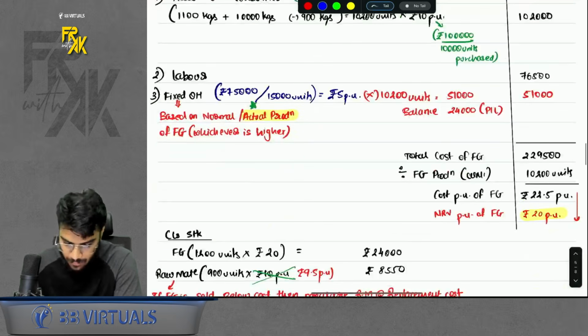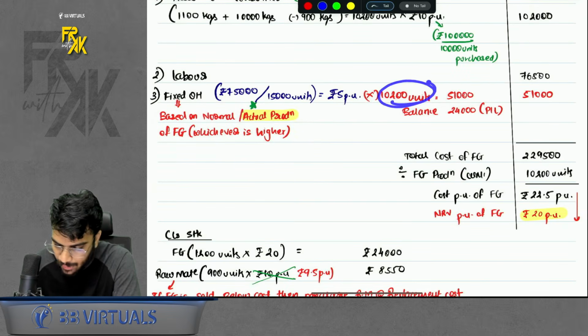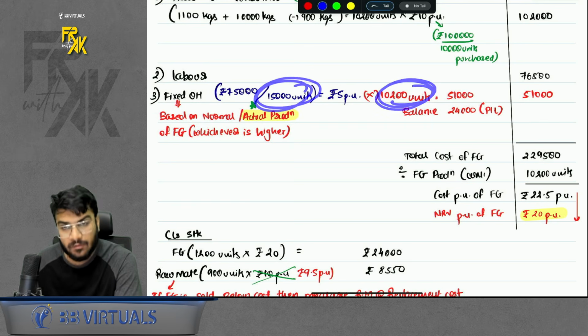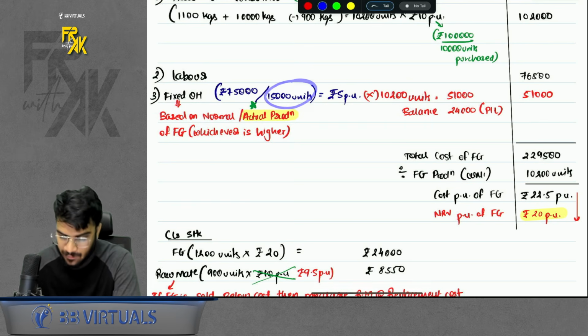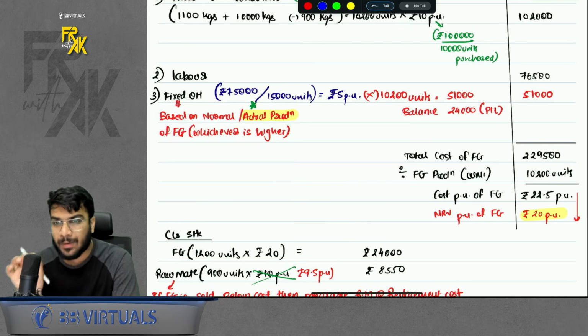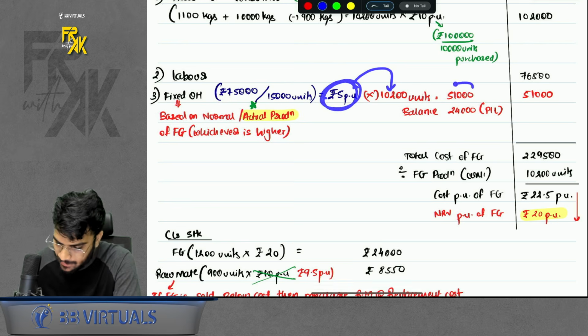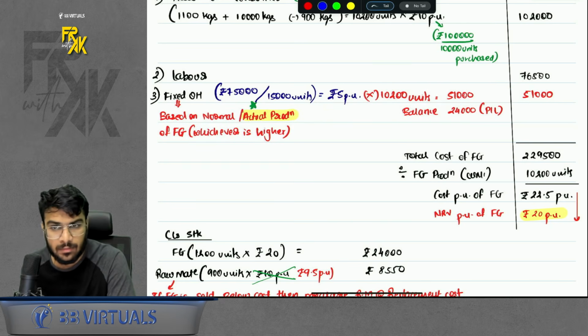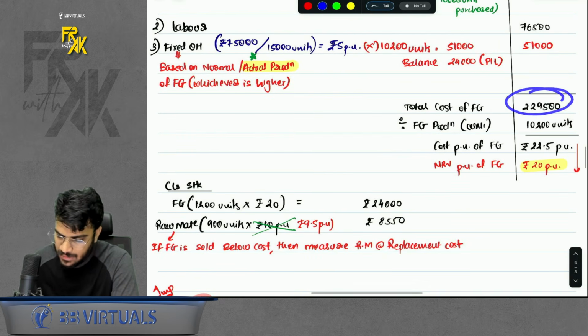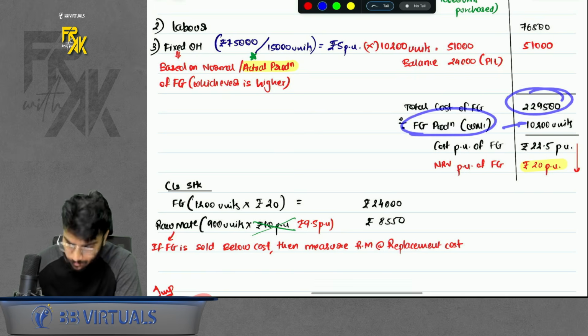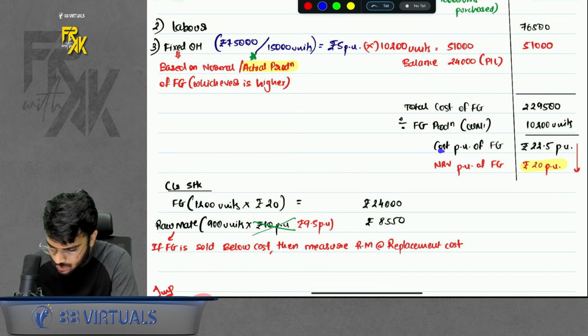So actual capacity is 10,200, normal capacity was 15,000. We will divide by normal capacity, in that case you will get per unit. Now how much to be added to cost of inventory? Divide this per unit by the actual production, you will get this much amount. This you will add, remaining amount of overheads you will transfer to profit and loss. Do remember that. You will get total cost divided by the production units, you will get cost per unit.